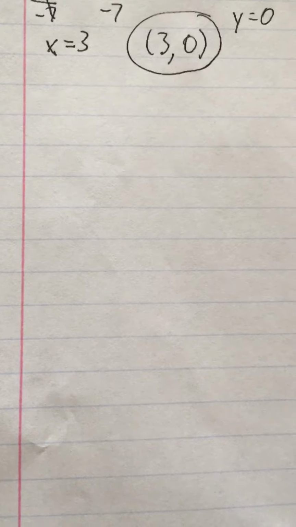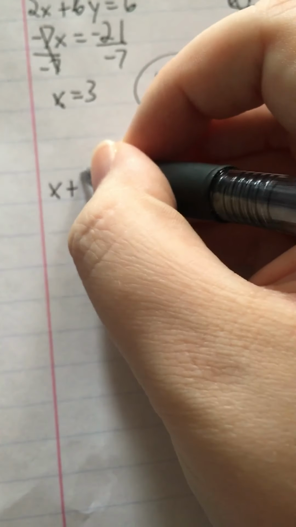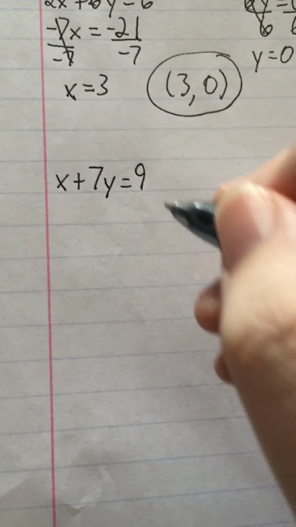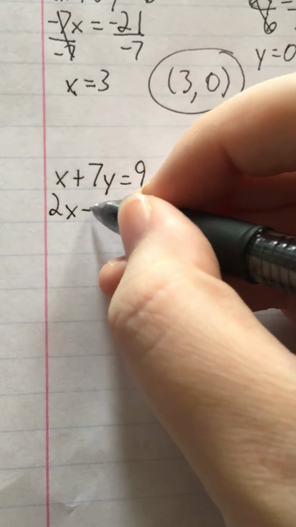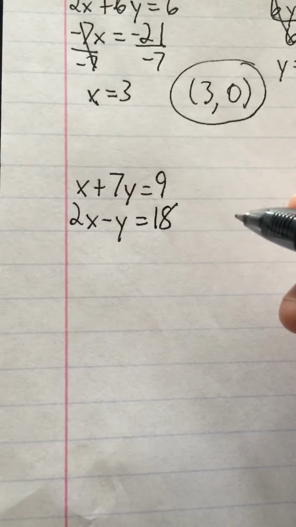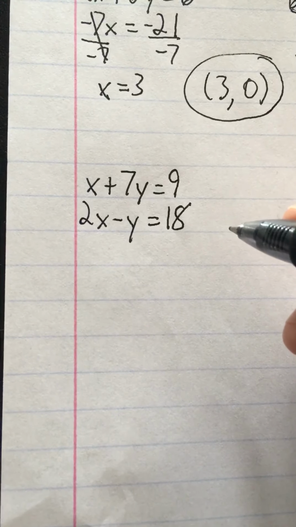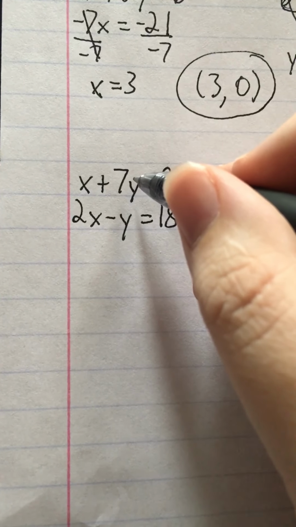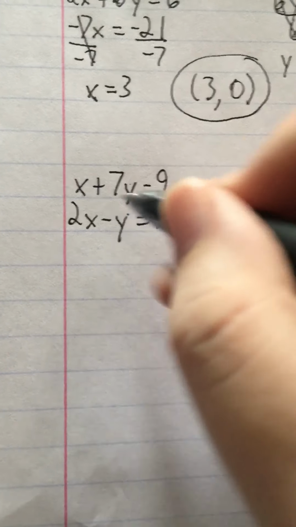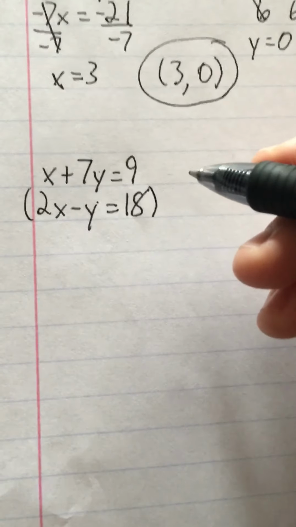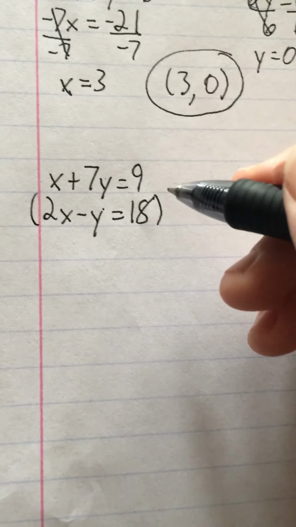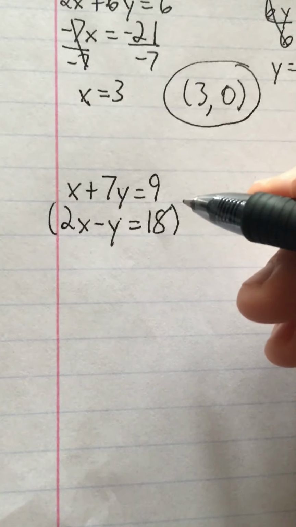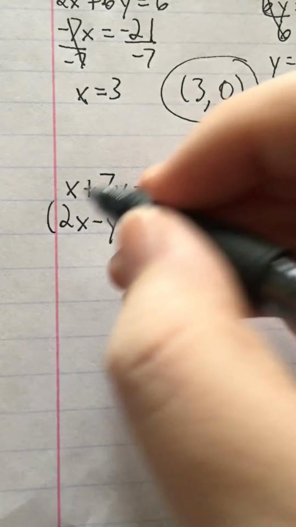And then our last system of equations for elimination today is x plus 7y equals 9, and 2x minus y equals 18. For this one, I decided to eliminate the y's, which probably isn't the simplest step, but I didn't feel like multiplying by negatives, because I don't know about you, but negative numbers are not particularly my friend all the time.